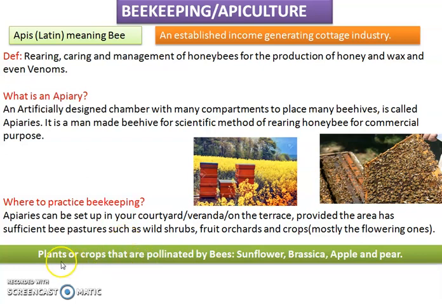Okay, and one normal question, though this lesson is very simple, but a few marks question may appear. Plants or crops that are pollinated by bees, you learn these names: sunflower, brassica family, you have so many, cabbage, cauliflower, mustard, etc. Apple and pear, all these come under brassica family.